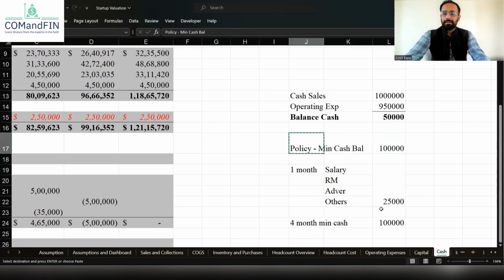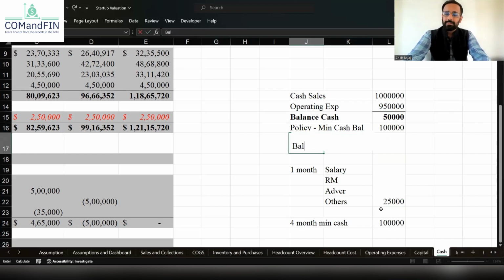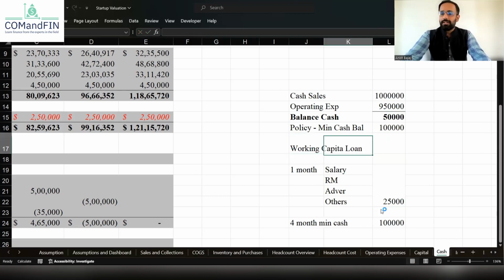If you see, the minimum cash balance required is 1 lakh, but the balance cash with the company is 50,000. So for the balance amount, what will the company do? The company will borrow from the bank, because the company wants to keep this much cash with them. The company can borrow a working capital loan, or the company can use an overdraft facility. This is how the company can maintain its working capital requirement.